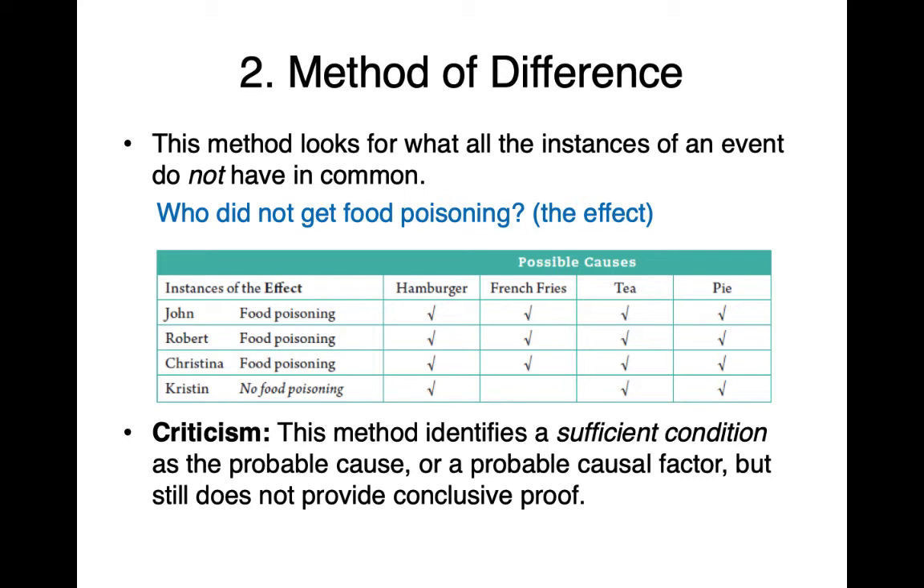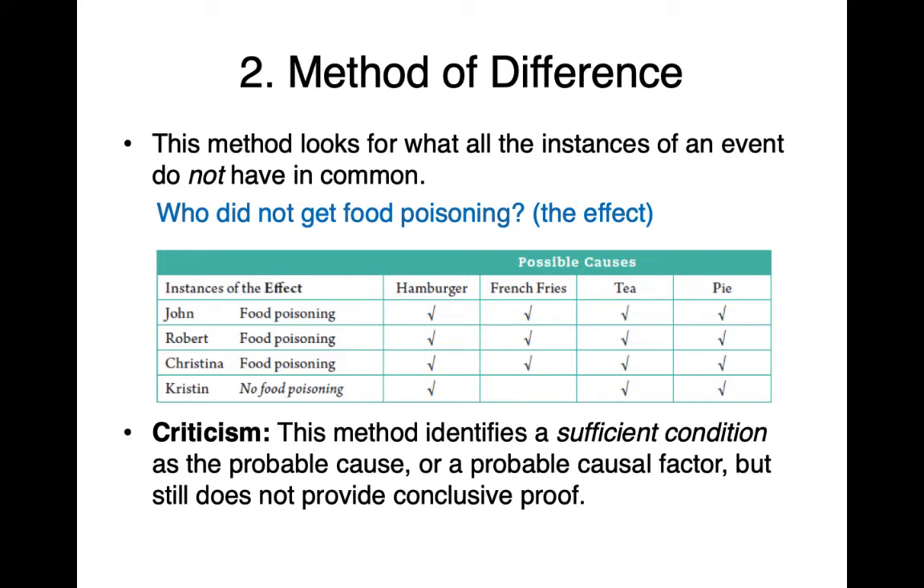So everybody ate the hamburger, but not everybody got sick. 3 out of 4 ate the French fries. Those 3 got sick. All 4 of them drank the tea, and all 4 of them had the pie. It looks like the only relevant difference here is that Kristen did not eat the French fries. So that's looking like what explains why she did not get the food poisoning. Again, this identifies a sufficient condition as the probable cause, but does not provide conclusive proof.